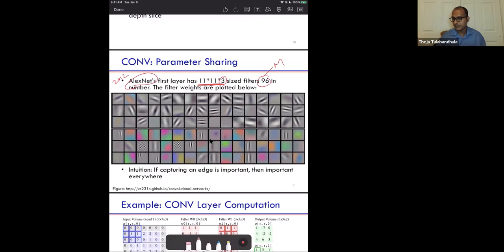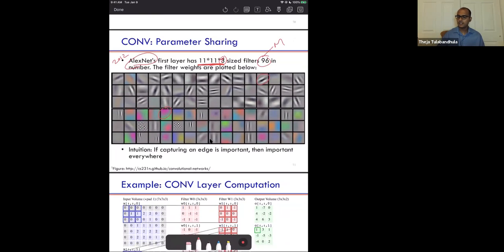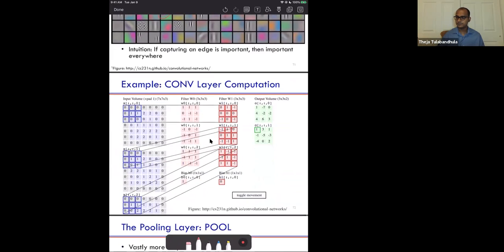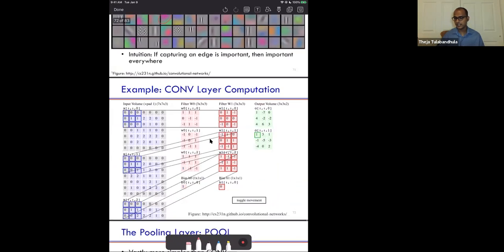Filters, and because they have a depth of 3, you can actually visualize them by thinking of them as images. So you can see that some of them are detecting certain patterns, some of them are detecting colors here and there, and so on. Okay, so that's an example of how the filters look.